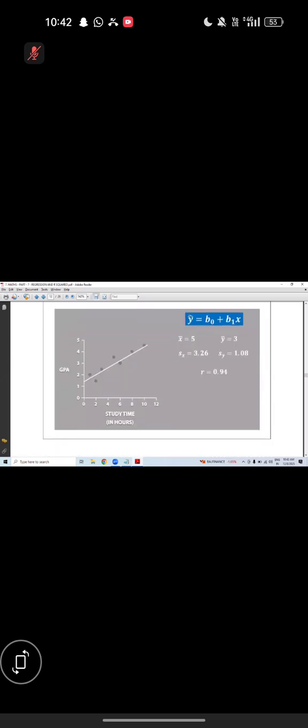Y cap equals b0 plus b1 of x. According to that formula, x bar we need to calculate, y bar we need to calculate, s of x, the standard deviation for x values, and the standard deviation for y values. What is the correlation value? 0.9 means very, very good, a very strong relationship. Very strong in the sense that for any given value, you can do a good prediction.